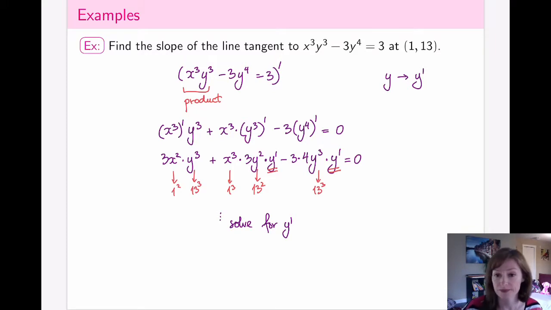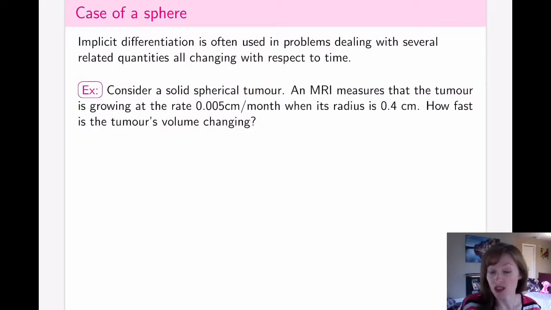Implicit differentiation is particularly useful in word problems that involve several different changing quantities, because implicit differentiation specifically tells us how to deal with things that have an established relationship, but where one is not necessarily solved in terms of the other. So let's consider the next example. Consider a solid spherical tumor.